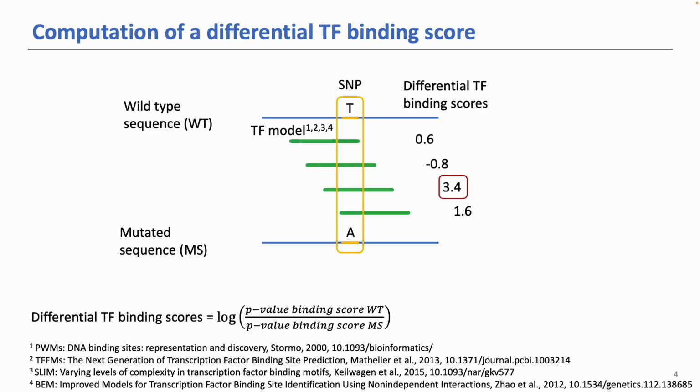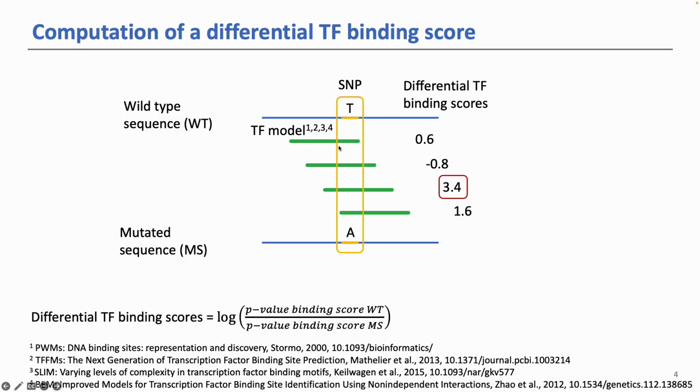To evaluate the effect of a SNP, one can compute a differential TF binding score. Given a wild type sequence, a mutated sequence, and a SNP, where in this example a T is exchanged by an A, and a TF model, which can, for instance, be a PWM or a TFFM or also a SLIM model. All these models describe the binding behavior of a TF. The differential TF binding score is a log ratio which describes the difference in the binding affinity between the TF model and the wild type sequence and the TF model and the mutated sequence.